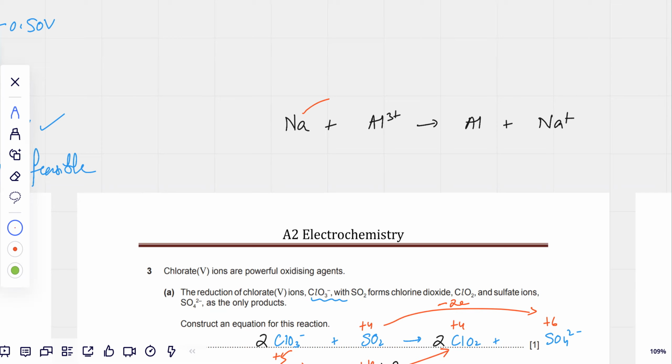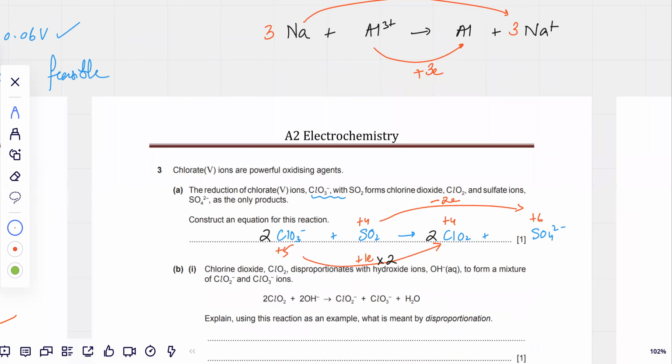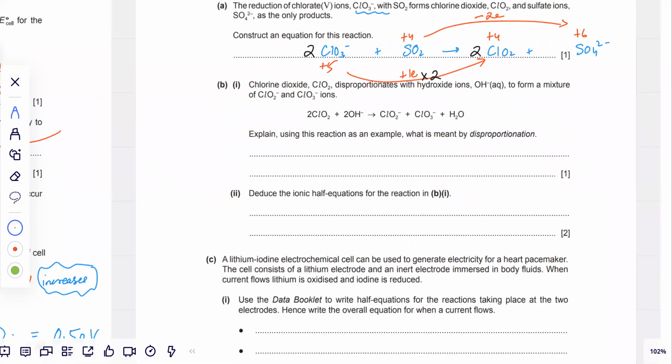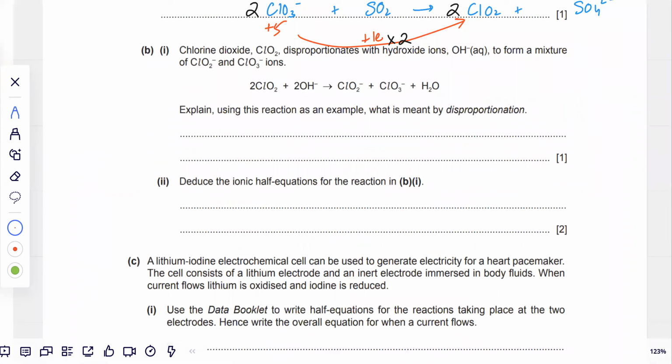So Na goes from Na to Na+. That means it lost one electron, right? And Al went from Al3+ to Al. That means it gained 3 electrons. So I need to multiply Na by 3. So there should be 3 sodiums. And then the number of electrons gained and lost would become equal. So remember this, whenever you have a redox equation, the balancing is supposed to be done this way. Electrons gained and lost must be equal.